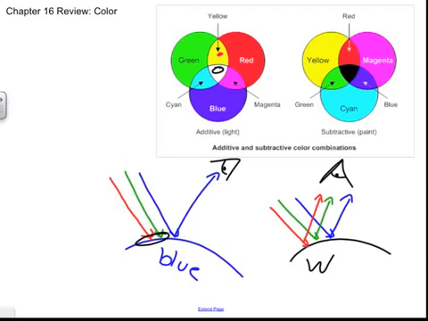When I have the absence of light, that's black. That's what's actually being shown in the middle part of the subtractive process. I have black in here, you can't see me writing over it, but I have black in the middle there because all of the primary colors are gone.